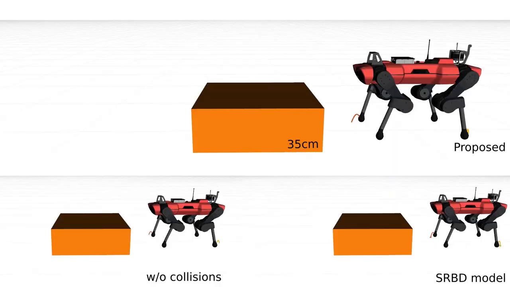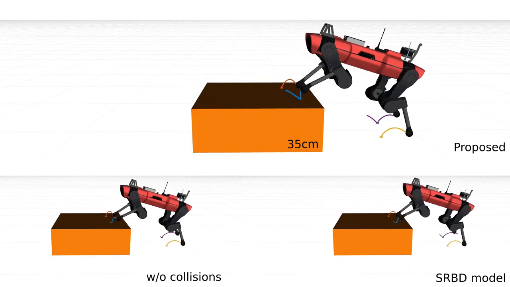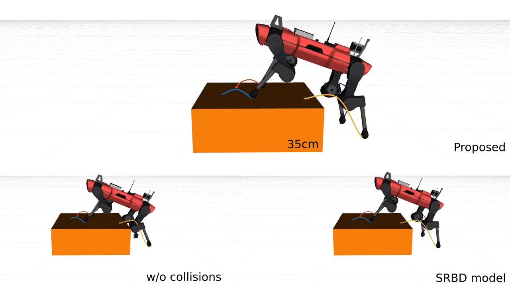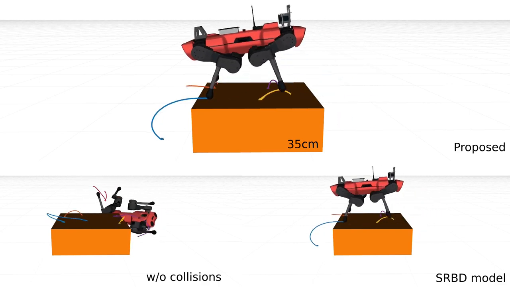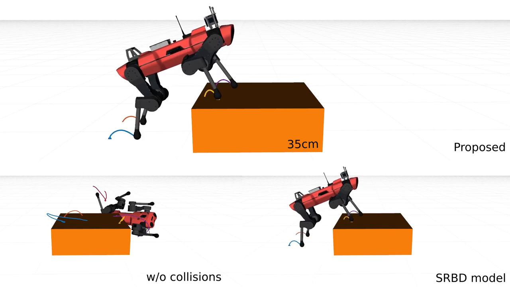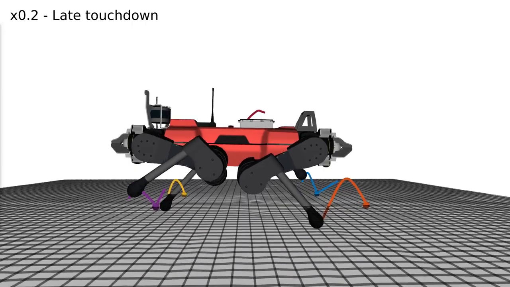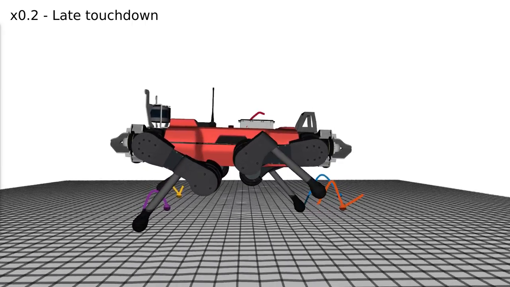In a simple box-climbing scenario, we can observe the importance of incorporating knee collisions in the formulation. We also show the difference between the proposed model and a single rigid body dynamics model in the bottom right. Robustness to errors in the perceptive information is essential.